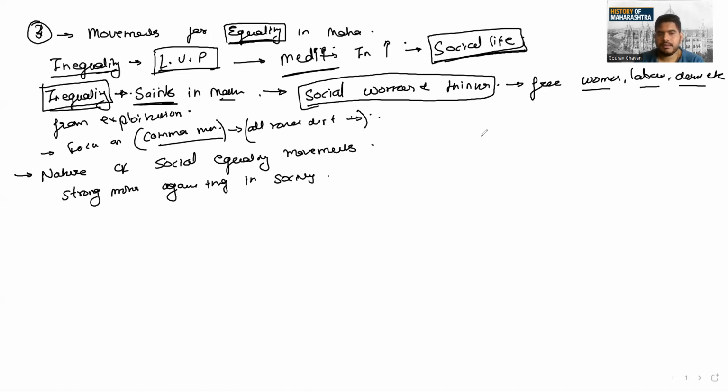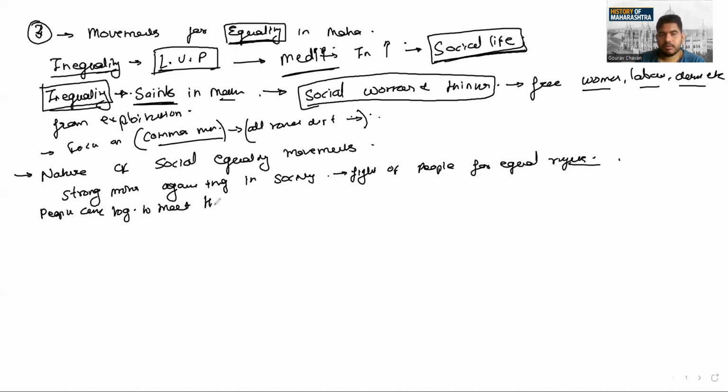This meant the fight of people for equal rights. When does such a movement become active and move forward? We need groups, or such a movement comes into the picture when people come together to meet their common goal.